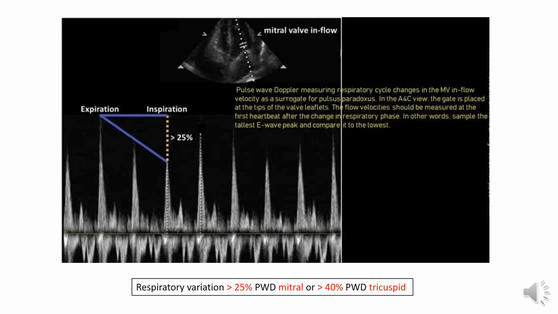And here is the variation with respiration at the mitral inflow using a pulsed Doppler. If we measure the largest wave and the smallest wave and find the difference more than 25%, this means this is an echo sign of tamponade. And a similar exercise at the tricuspid valve tip, but with a different cutoff point, 40%. This is also a sign.